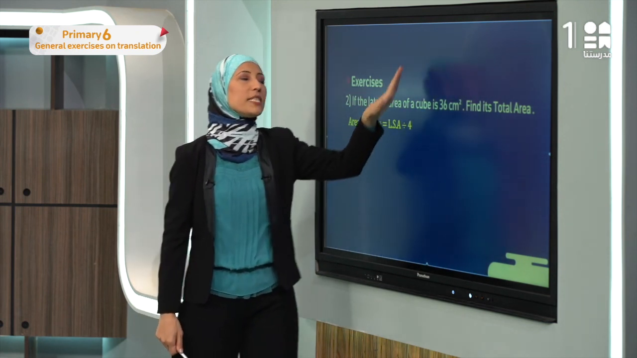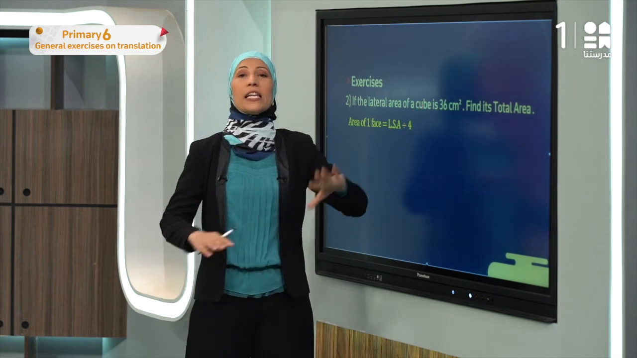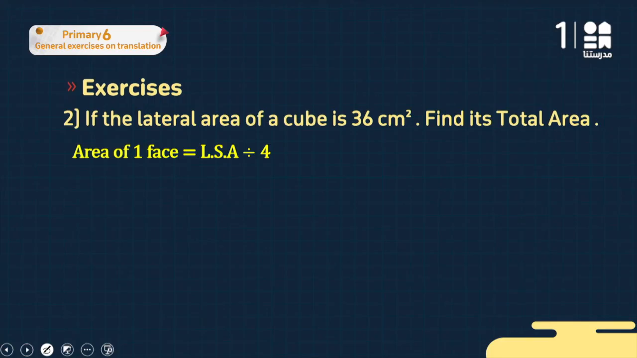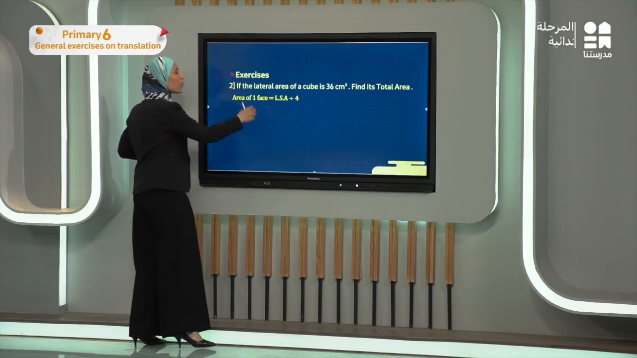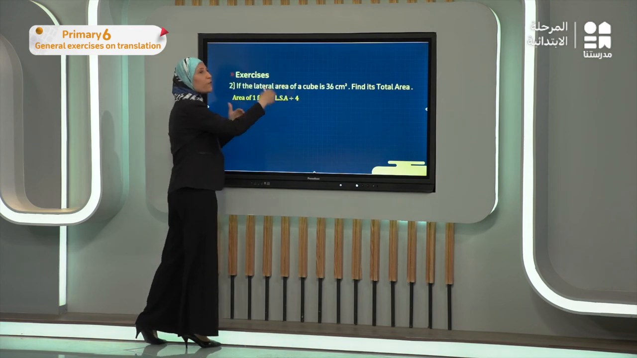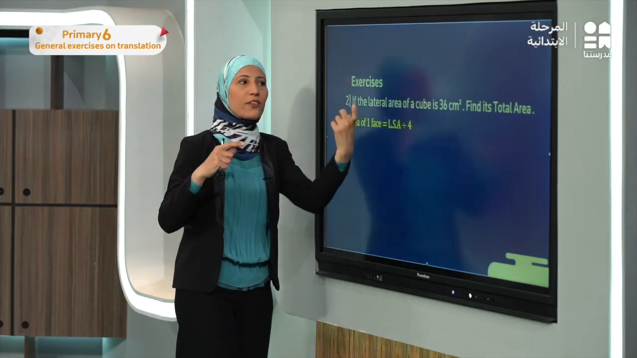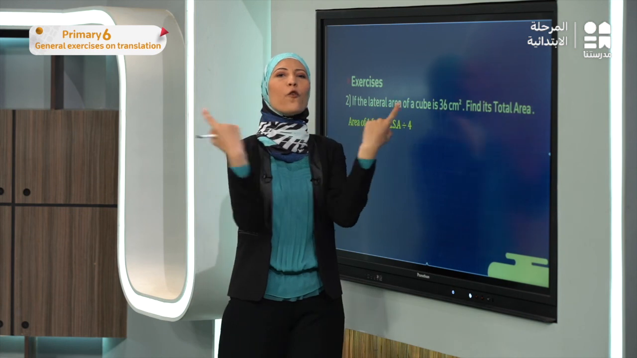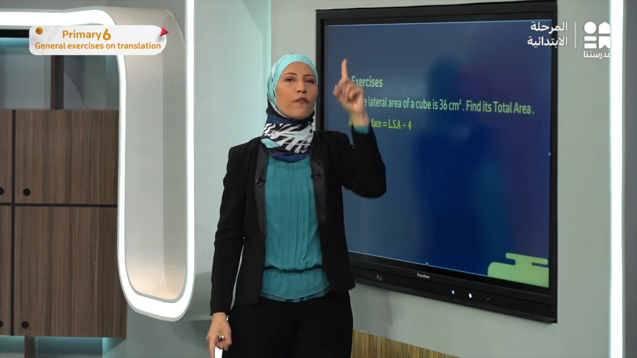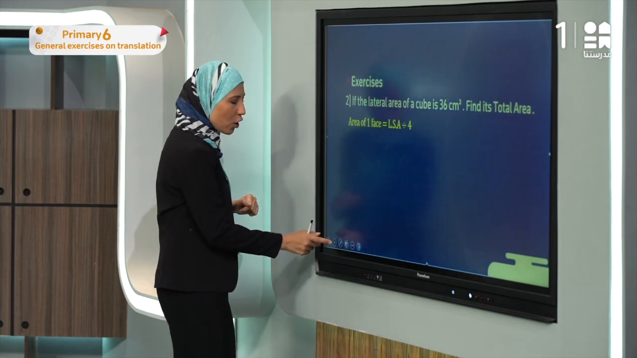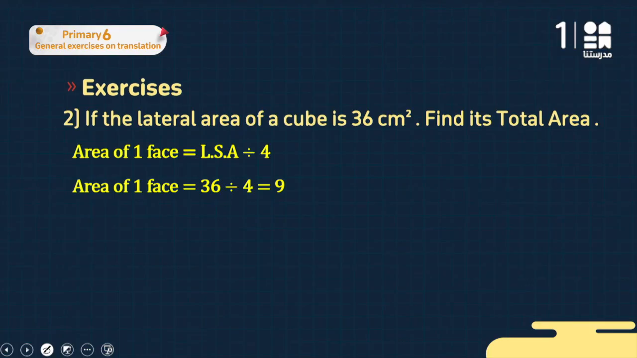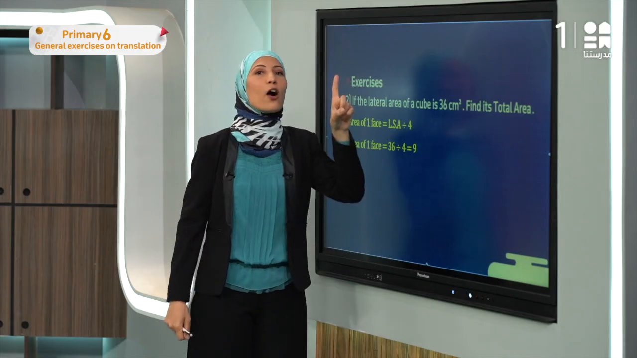Here he gave me the lateral area. Lateral area means what? The area of the 4 side faces. But I need only one face. I need the area of only one face. So I'm going to make lateral surface area divided by 4. Why? Because lateral area means the area of 4 faces, and I want the area of one face. So I will divide by 4 to find the area of only one face. So I will make 36 divided by 4, which gives me 9. This is the area of one face.